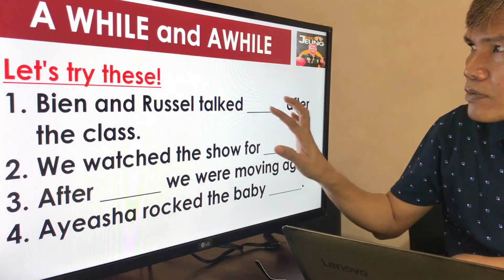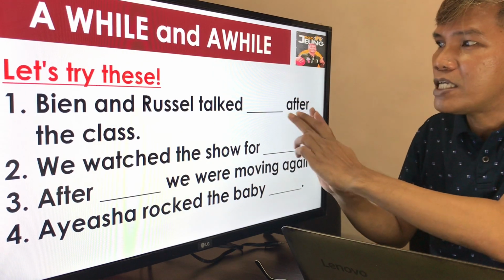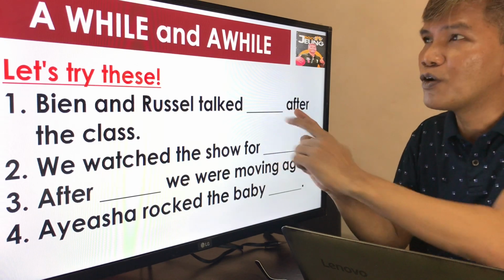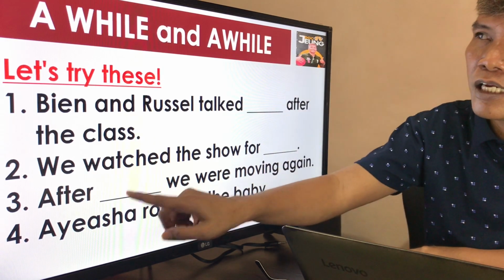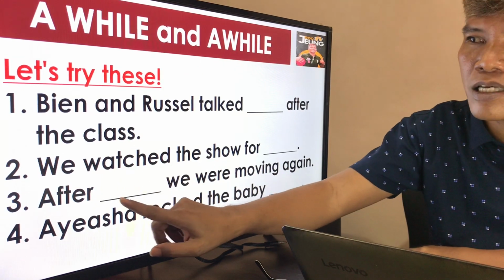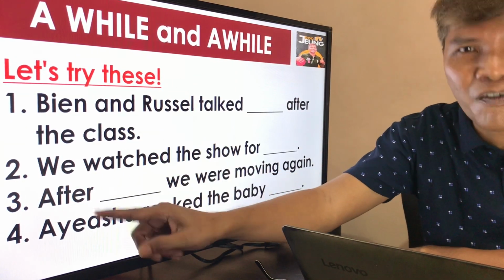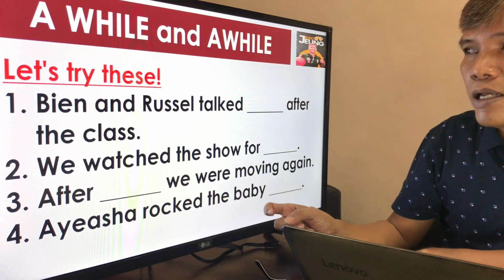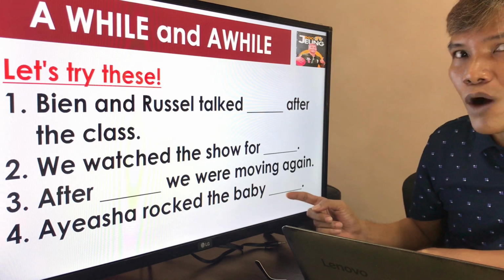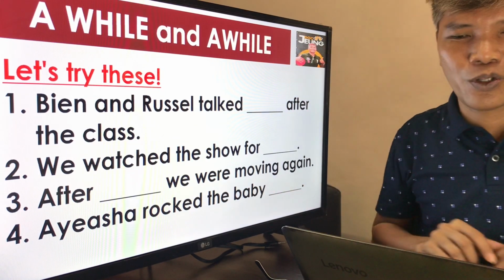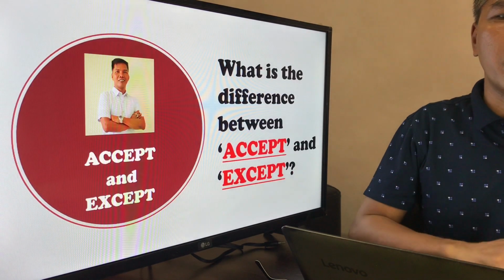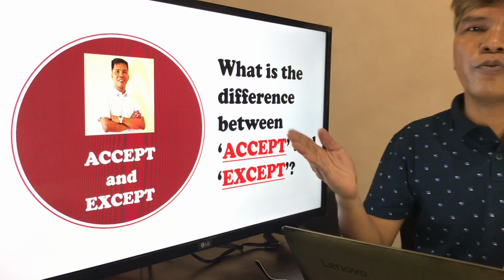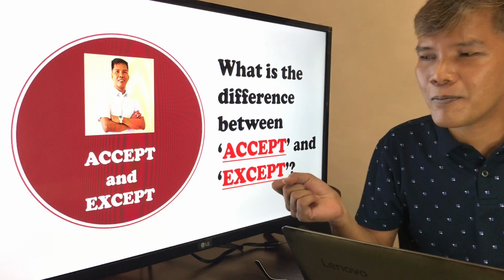Here, after is placed after the blank. So therefore, the answer is awhile here. And here, the answer is a while because it is placed after the preposition after. Okay, number four. Aisha rocked the baby blank. Awhile because there is no preposition. Okay, for the last pair, we have accept and except. What is the difference between accept and except?